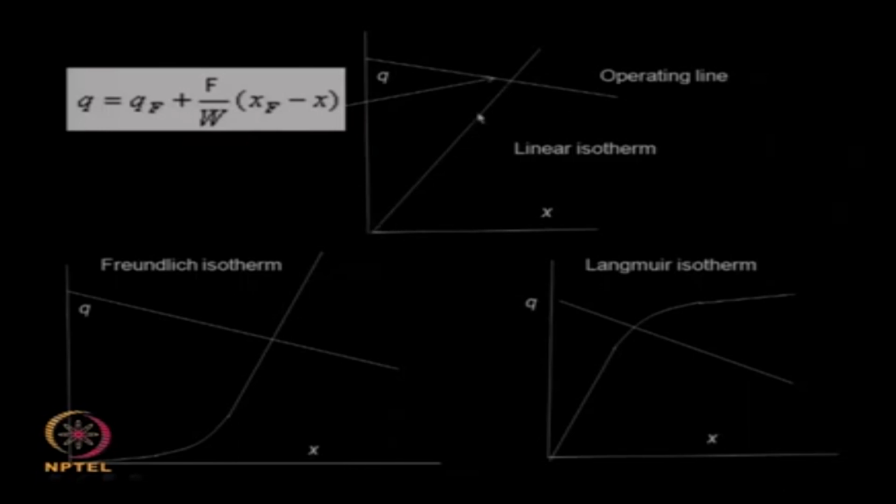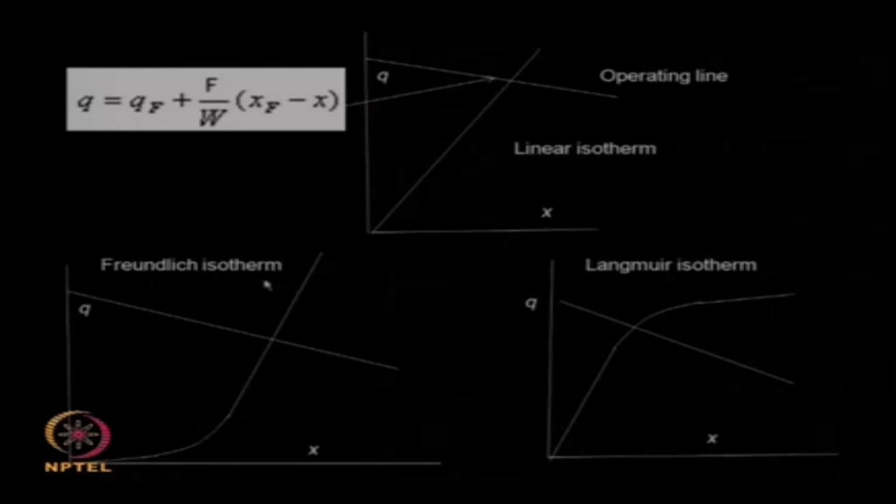This is your isotherm relationship, given as Q equal to Kx. Wherever it is cutting, that will be the value of x for a given set of F, W, QF and XF. Graphically also we can solve this particular equation and the linear equation to get the concentration of the solute or the adsorbate after the adsorption process, understand? So that is for the case of the linear isotherm.